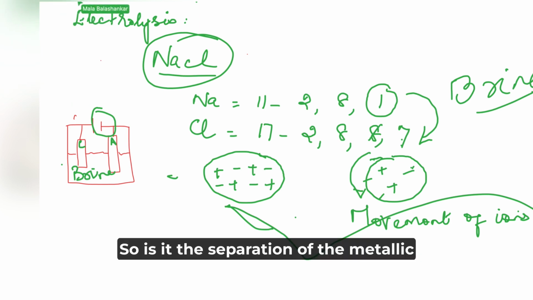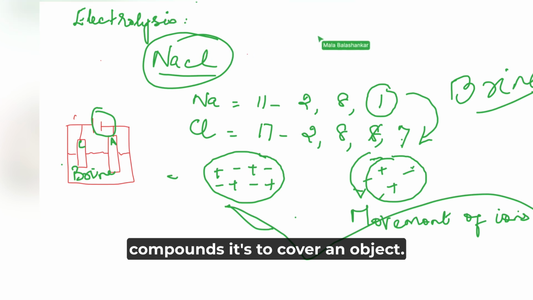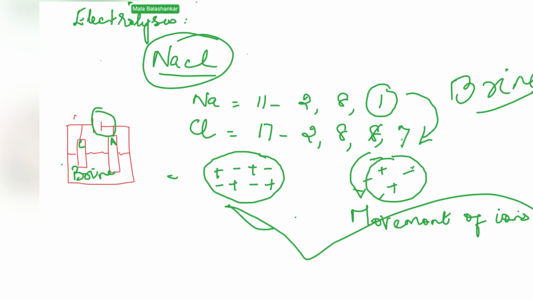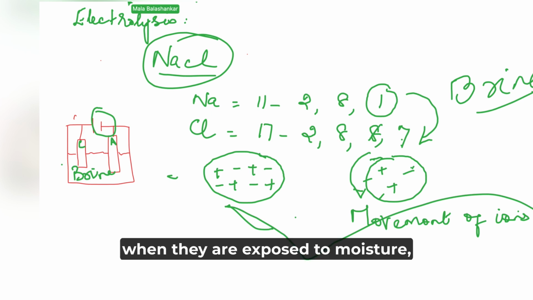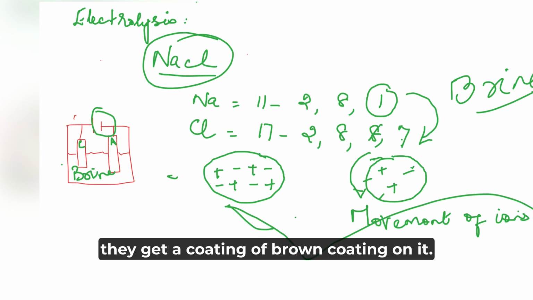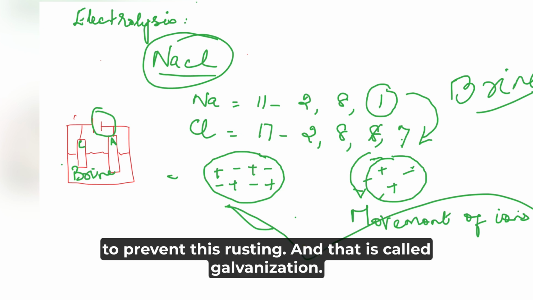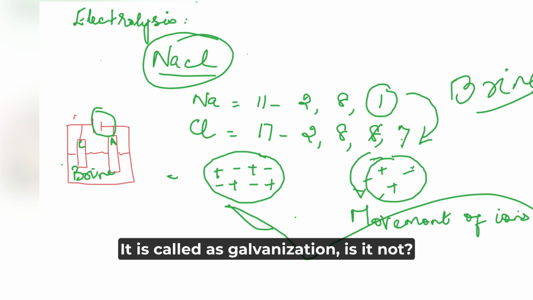So is it the separation of the metallic compounds? It's to cover an object with your desired metal. Yes. For example, these iron rods, when they are exposed to moisture, they get a brown coating on them. That is called rusting. So to prevent rusting, we either paint or do this electroplating, which means coating with a layer of zinc. That is called galvanization. That is called electroplating.